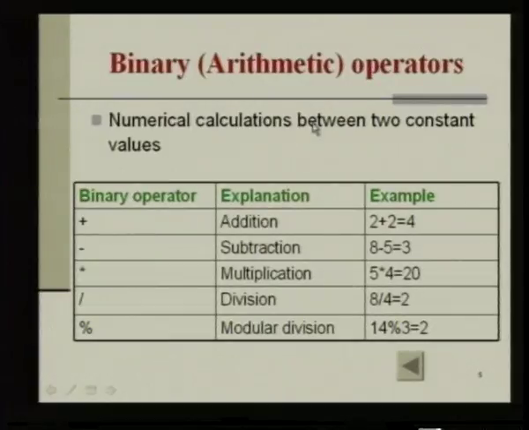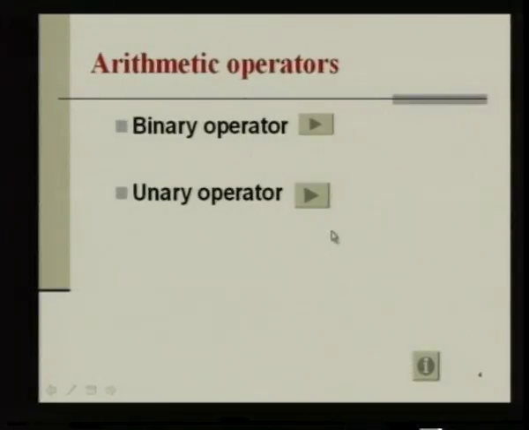We have addition indicated by the plus sign, subtraction, multiplication, division and modular division. An example has been given for each of these operations. Modular division is something in which you do not get the quotient as a result, but the remainder of the division. That is the difference between division and modular division. Division is one in which you get the quotient of the division as a result. When you want to see the remainder, you go in for modular division. So binary operators are ones which require a minimum of 2 operands for their operation.